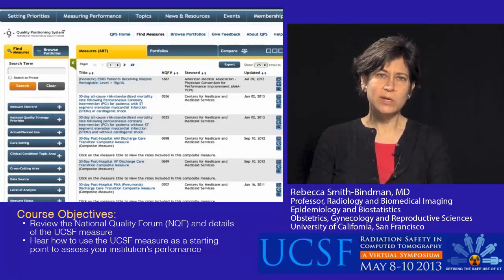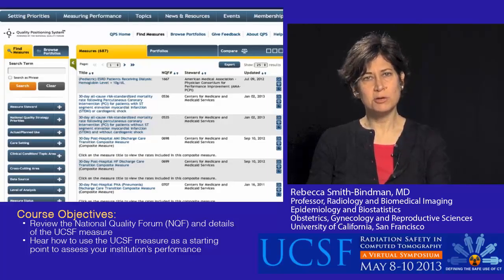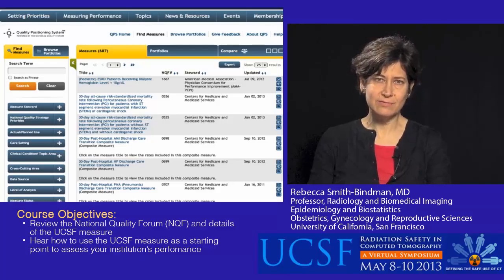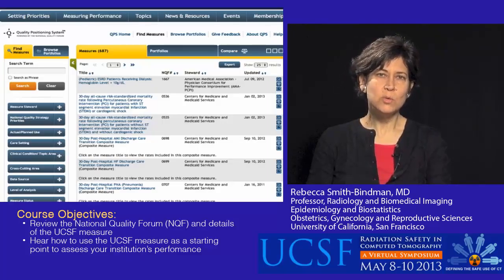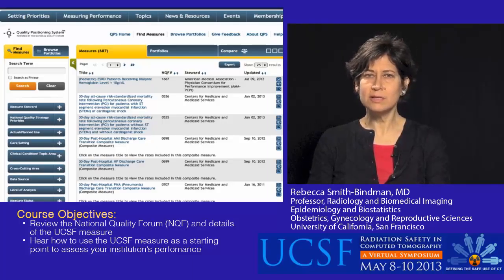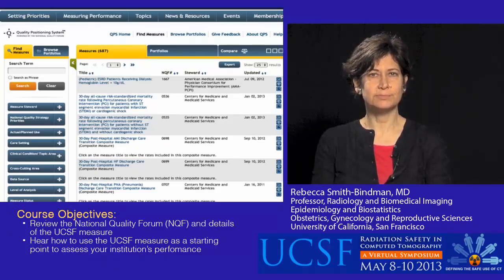So I took a quick screenshot of the NQF measure webpage, and it's worth going to their website to get a sense of what measures are out there. They span all kinds of different areas, and they're submitted by all kinds of organizations. And the measures don't have to be fancy. They can be simple measures like, among patients who are admitted to a hospital with a heart attack, how many leave the hospital with a prescription for aspirin? Or they can be sophisticated measures where you have to use complex algorithms in the electronic medical record to assess compliance with the measure.